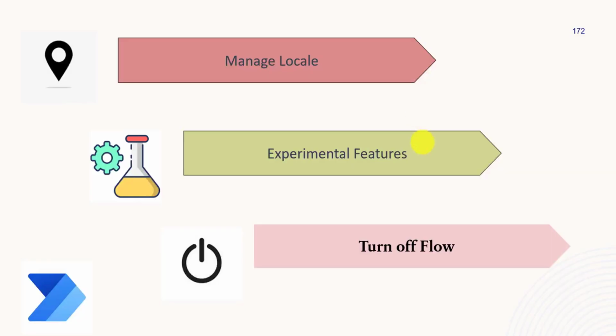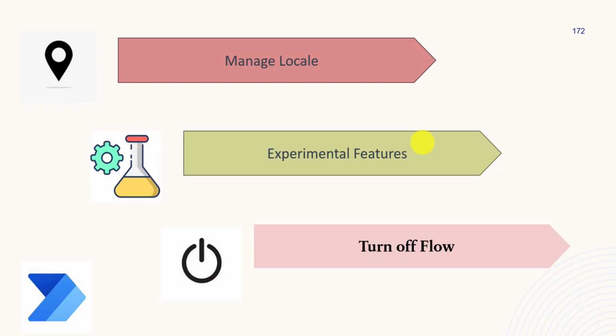Next are the experimental features. These are features in Power Automate where users can have early access to upcoming functionalities and updates before their global release. It is crucial to note that these features are subject to change, break, or removal at any time, emphasizing the experimental nature of their availability.